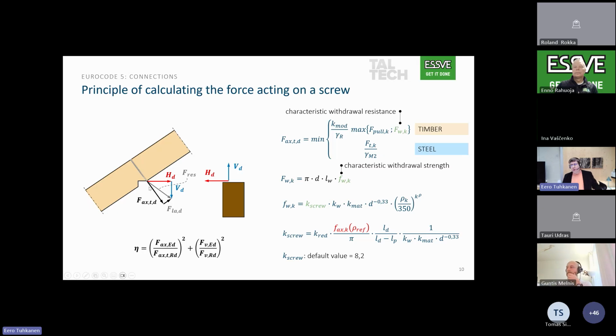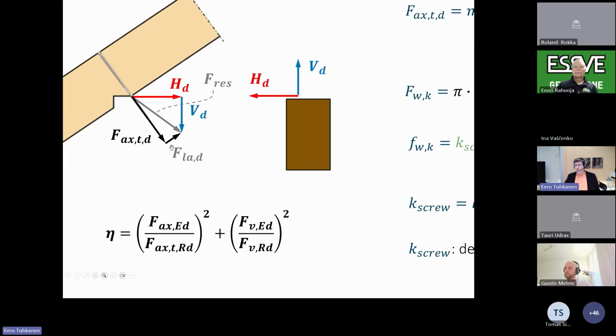And we can divide the force in two. There is an axial force which is pulling out the screw, and there is also lateral load, which we also have to consider. When it's very small, I think you can neglect it, but when it's bigger, then you certainly have to consider that. And here is the formula for how to consider these two forces together. One is the pull out and one is the lateral one.